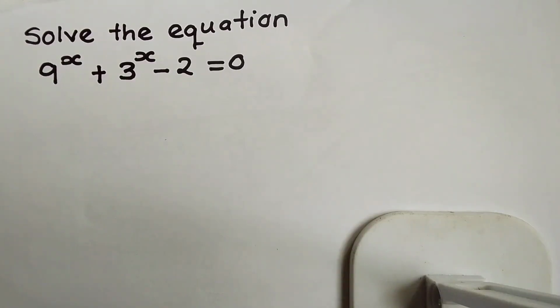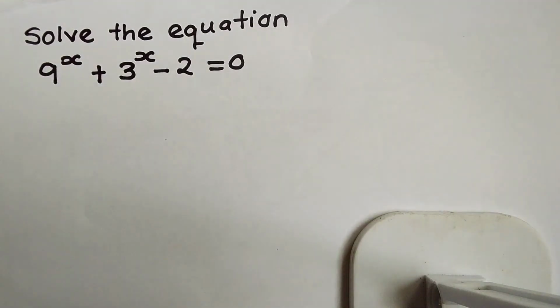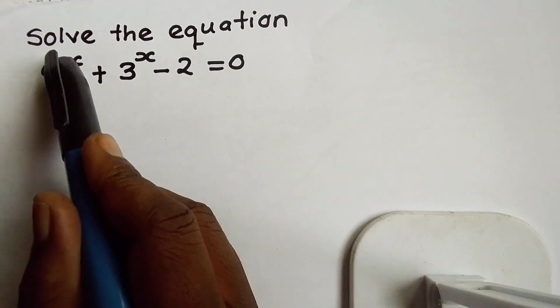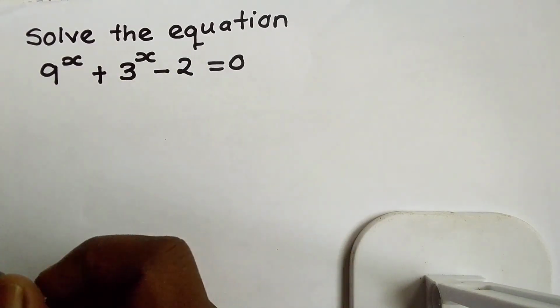So guys, let's look at this question. Solve the equation 9 to the power x plus 3 to the power x minus 2 is equal to 0.